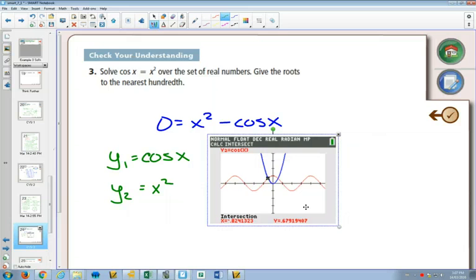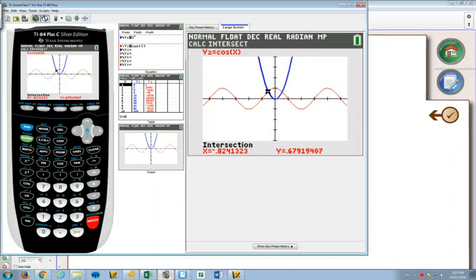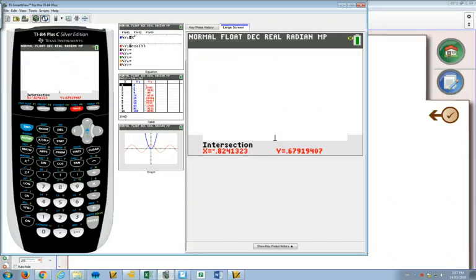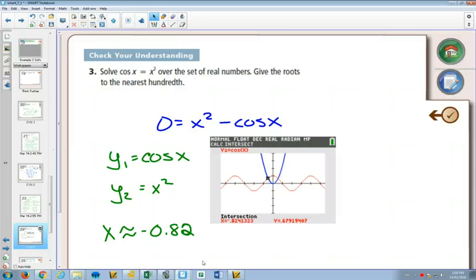Now we're solving for x. We're not solving for y. So we would want one of our solutions approximately, because I'm rounding, negative 0.824. Round to the nearest hundredth. Oh, easy. Take off the 4. Negative 0.82. To find the other one, same idea. Second, calculate number 5, the intersection. This time we're going to move our cursor closer to the other one that we want to find. Push enter 3 times. And it's positive 0.82. Isn't that nice?